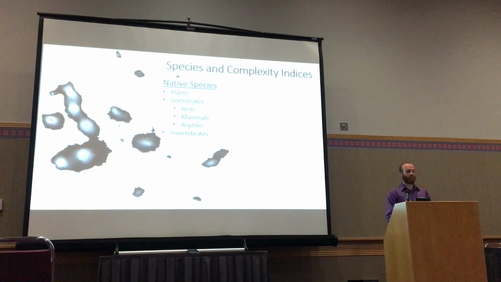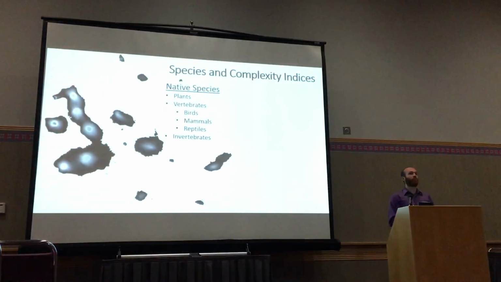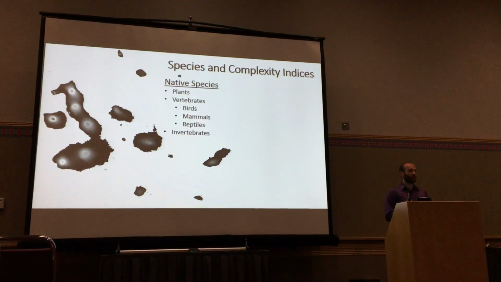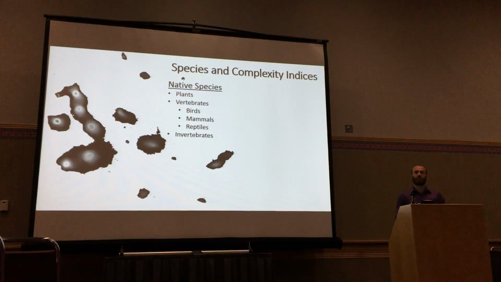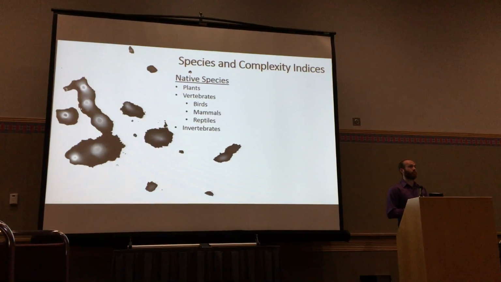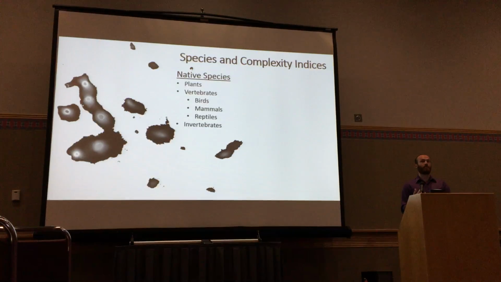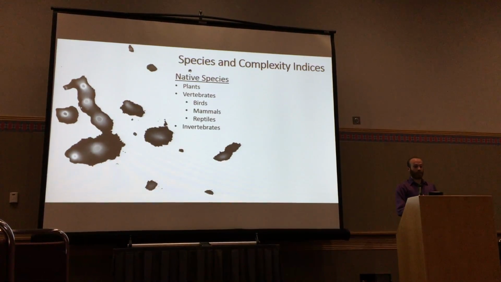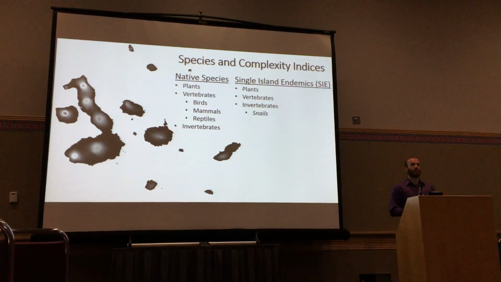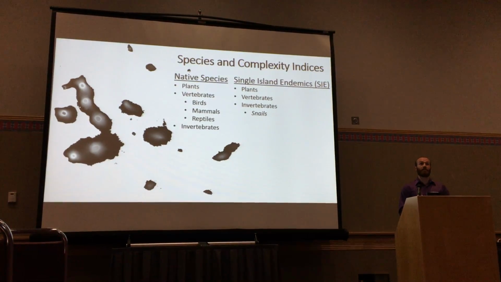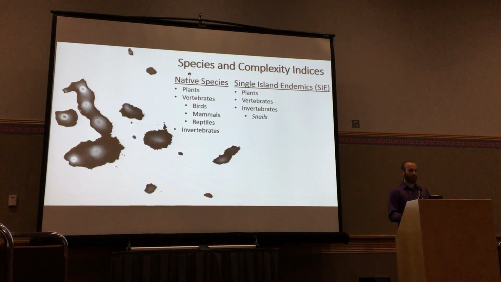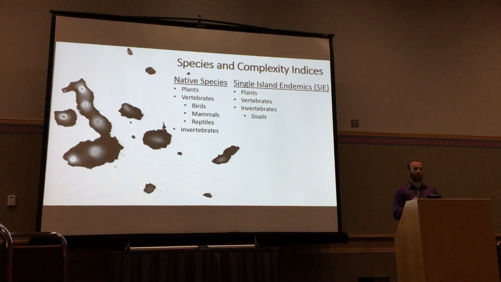For the species, I got all my data from the Charles Darwin Foundation data zone, and I downloaded all the data for terrestrial and native species, for plants, vertebrates, and invertebrates, and then broke vertebrates down further into birds, mammals, and reptiles. Another measure that many people look at for species richness is single island endemics, where a species is restricted to only one island. I looked at plants, vertebrates, and invertebrates.